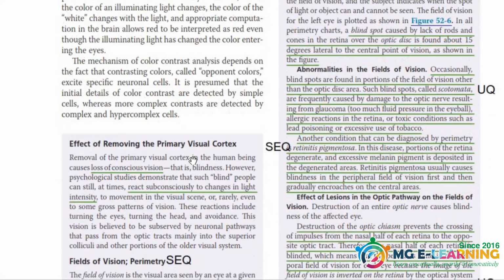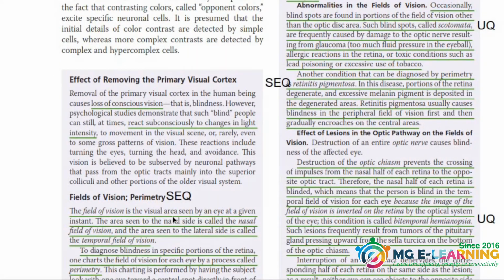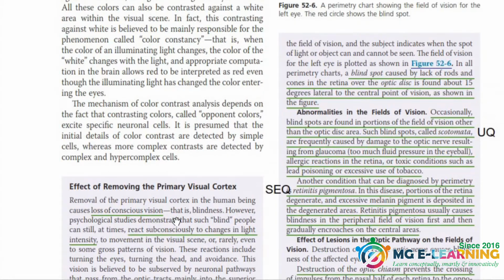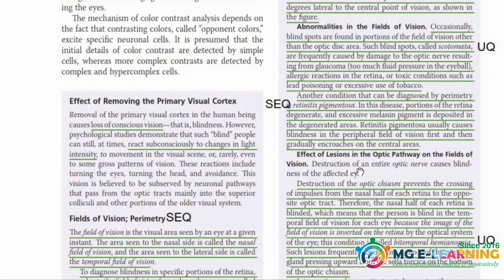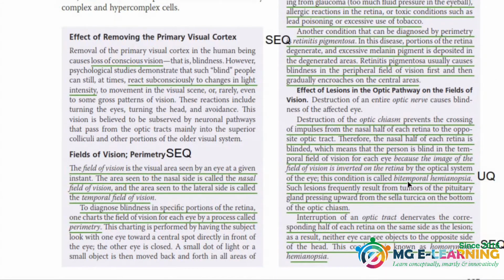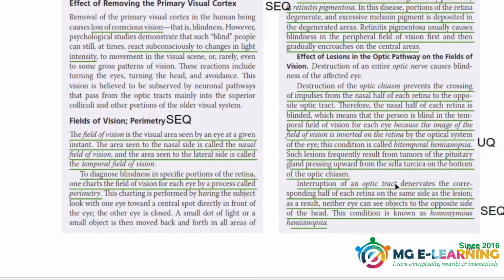Now here comes the blue box. This blue box is very important. You should know about perimetry, there is its definition. And on the next side of the page, here come our clinicals. Photopsia is important. Clinical retinitis pigmentosa is also important. Clinical for UQ, bitemporal hemianopsia is also important. Very important UQ. And homonymous hemianopsia is also important for UQ.